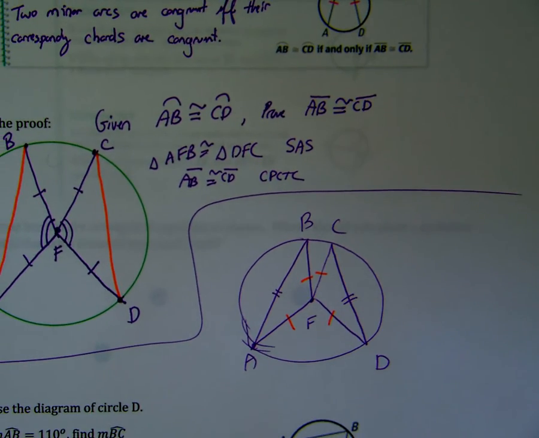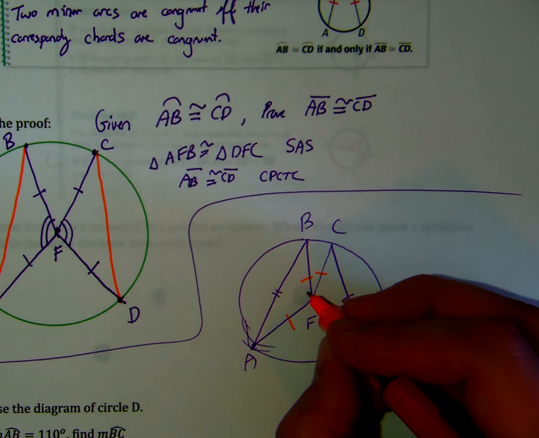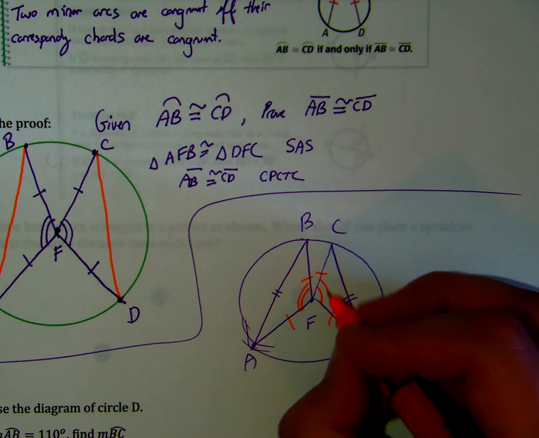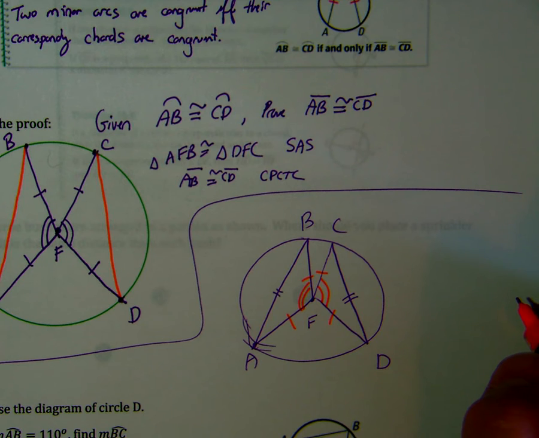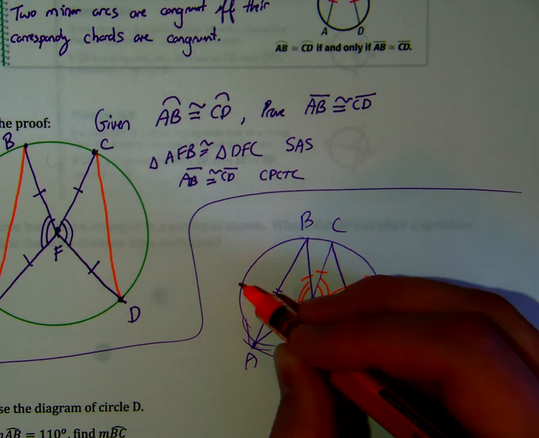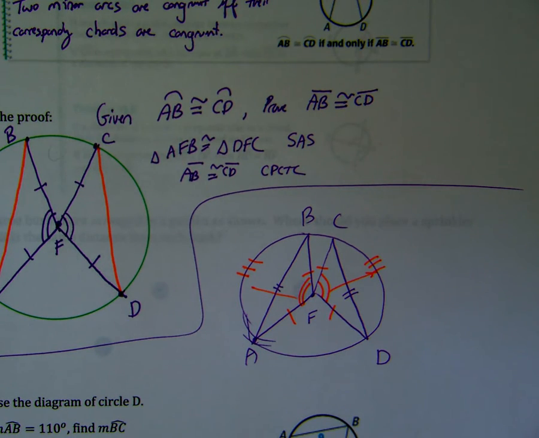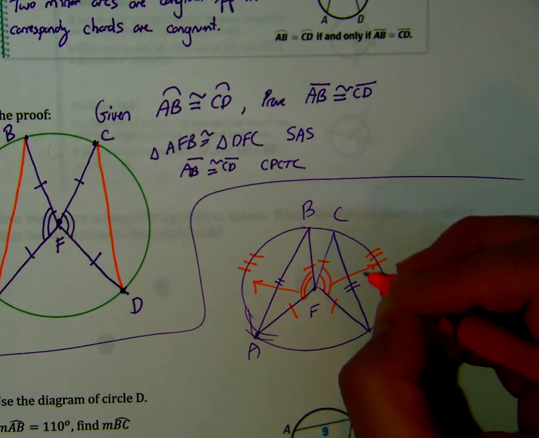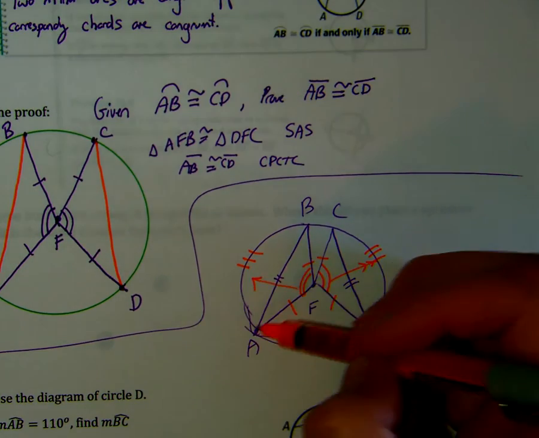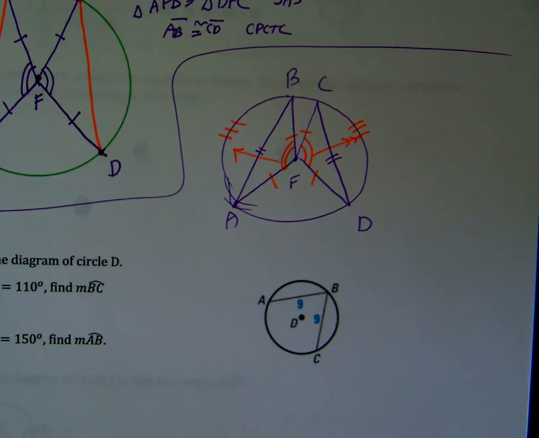So in this case, your triangles are congruent by side, side, side. Okay, again, you have the radii, which means that these angles are congruent by CPCTC, and then because the central angles are congruent, the corresponding arcs are congruent. Okay, so that's how you can prove both ways. It ends up being not too bad to use.